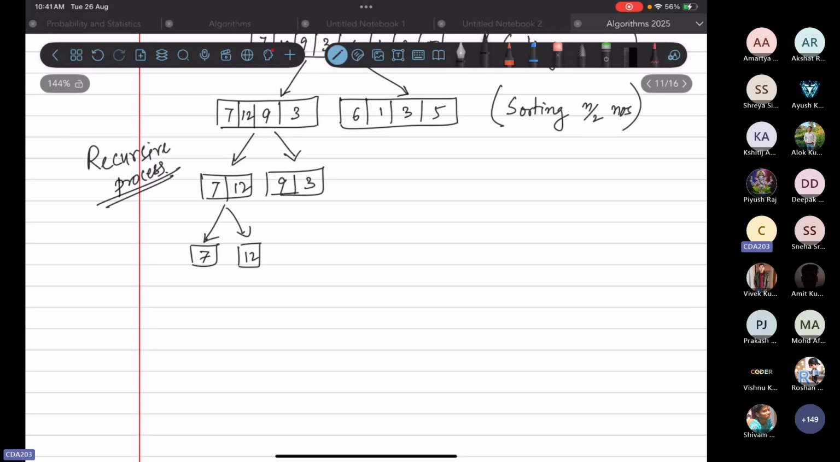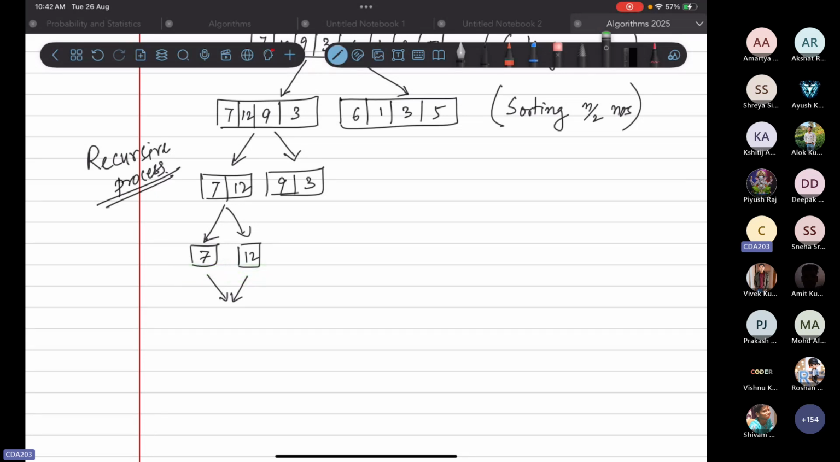And now what would happen? At this point, these are single elements. So single elements we can think of as already sorted. If I consider only this part of this array, then this is just a single number, and one number I can assume is already sorted. Now, this part is sorted, this part is sorted.